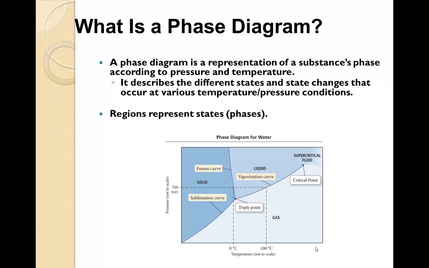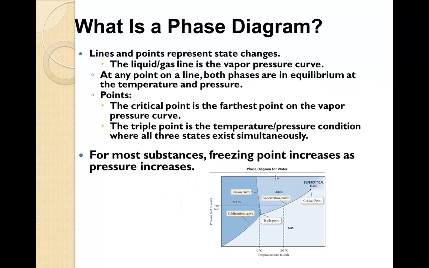Notice on the graph, on the left-hand side, you have the pressure. And on the bottom, on the x-axis, you have the temperature. The regions represent the phases, or the physical states: solid, liquid, gas. The lines and points represent state changes, such as here, here, and here.